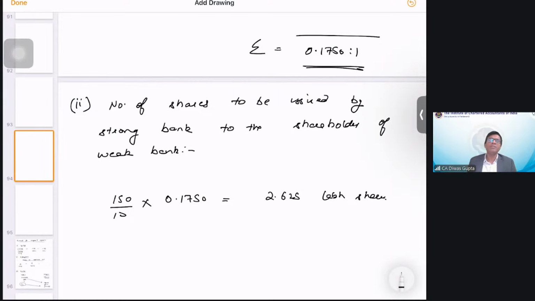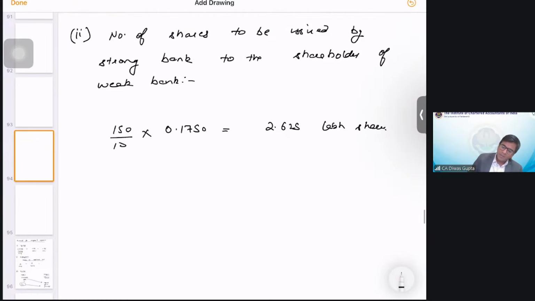Now the last one, we will have to prepare a balance sheet of the strong bank after merger. So for that, we first need to calculate what is the book value of the assets that we are taking over, what is the consideration that we are paying to them, and what is the net goodwill or capital reserve, right? Because while purchasing the weak bank, we will end up either paying extra or paying less against the assets that we are receiving, right? So let's do that.